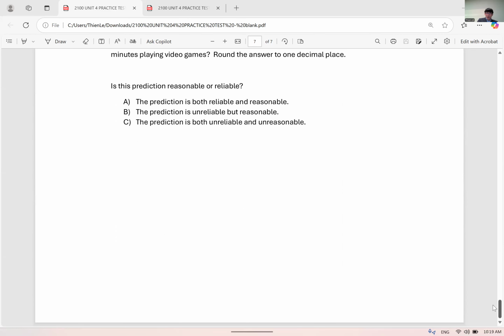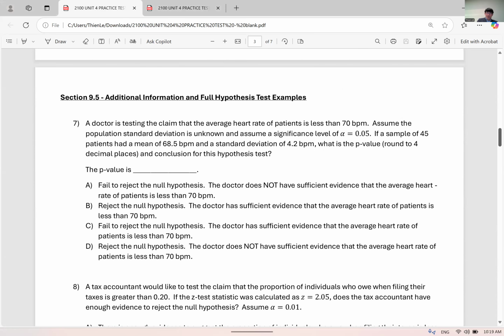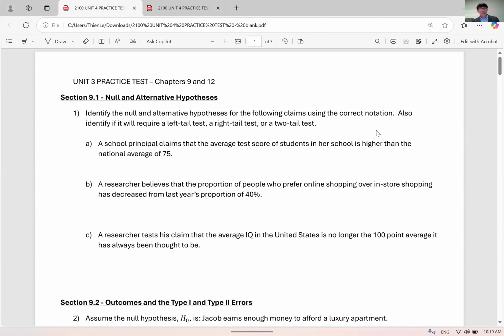So let us just walk through each problem in Unit 4 here. For the first problem, identify the null and alternative hypothesis. Again, you should remember that the alternative is the research claim, the thing we want to support, right? And the null is the one with the equal sign at our level. So in this problem, they ask us to identify the null and alternative using the correct notation, which means we need to be able to recognize whether we are talking about the mean or proportion.